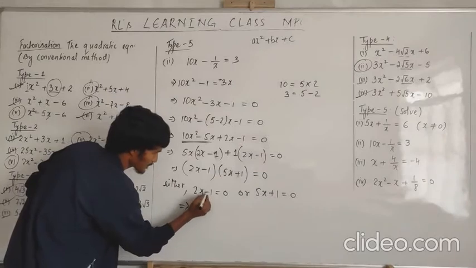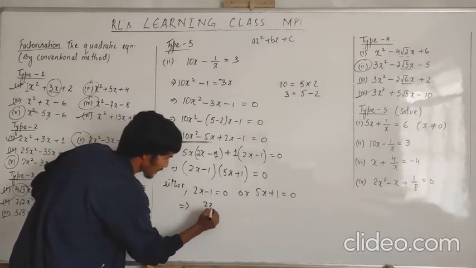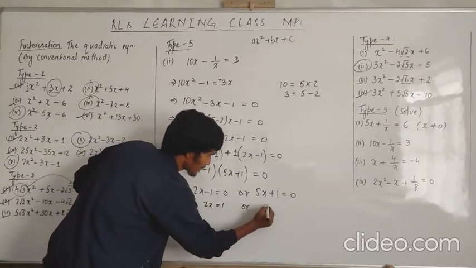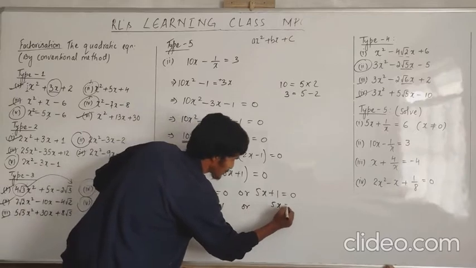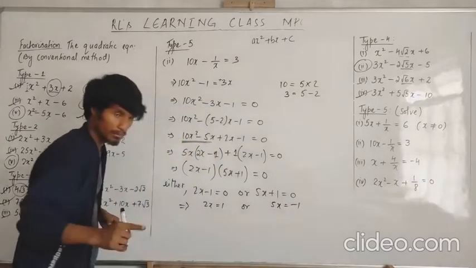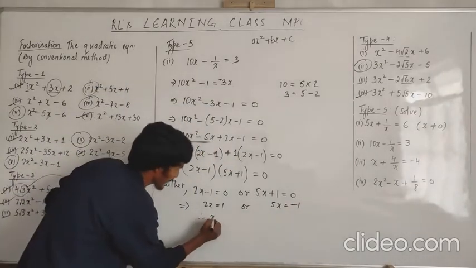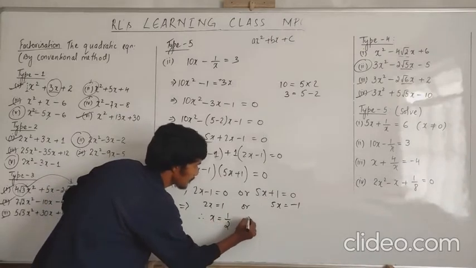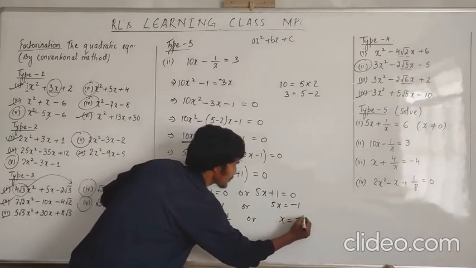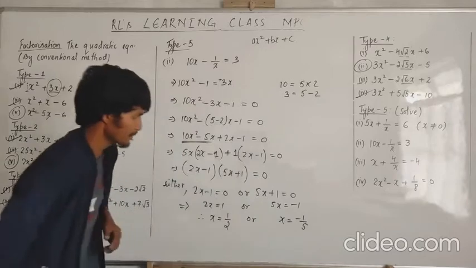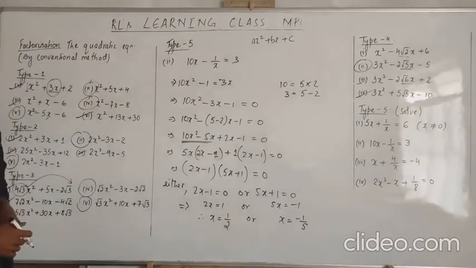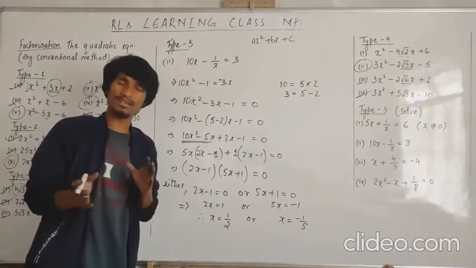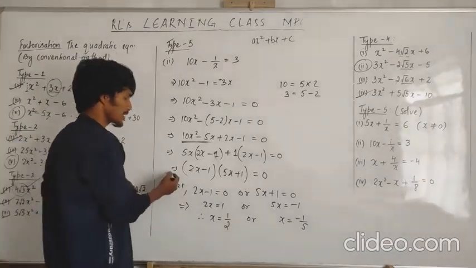Then here I write this is minus, or take that side. We got here 2x is equal to 1. Then here 5x, now this is plus, we take that side, change to minus. Then you got here x is equal to 1 by 2, or x is equal to minus 1 by 5. Now that will be the answer for this type 1 question number 2. Because here they said solve. But if they just said factorize, then we'll stop up to here.